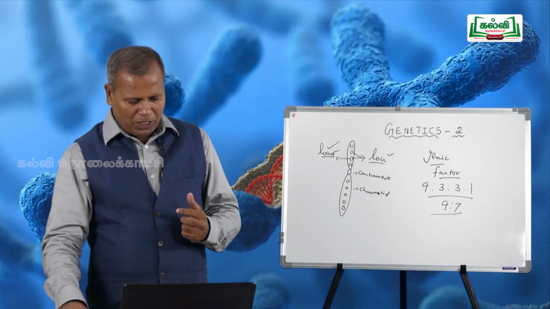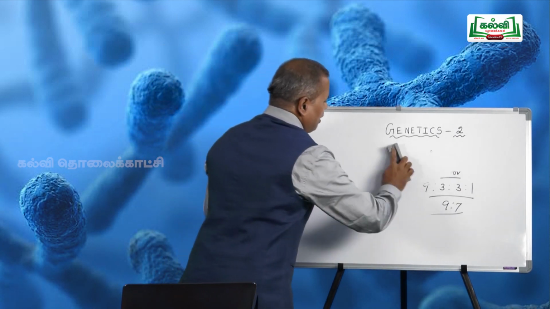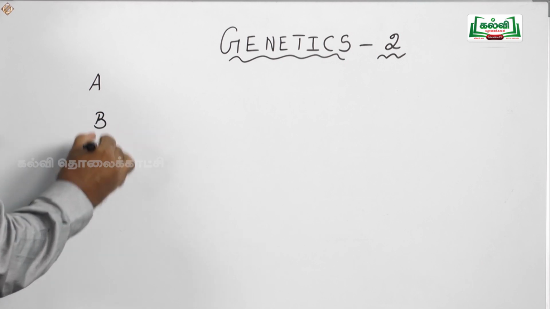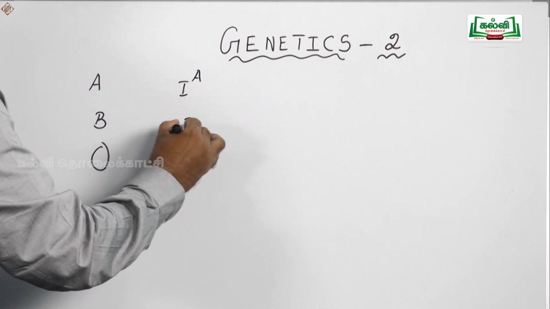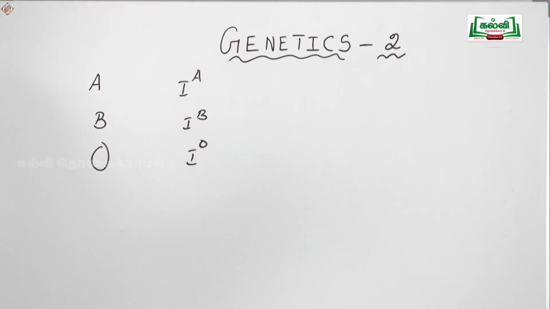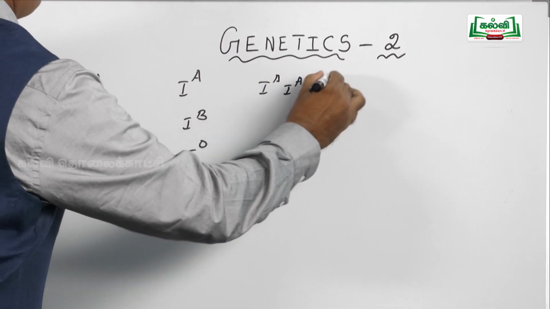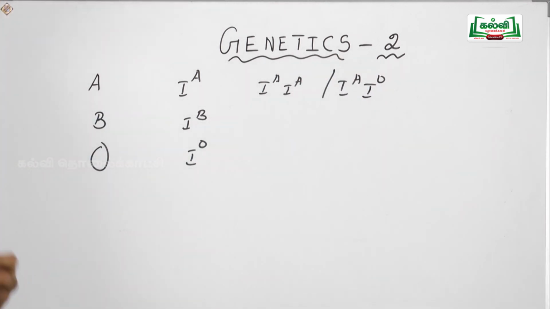Then blood group. Human blood group is a very good example for codominance. This blood group was first reported by K. Landsteiner. The genes controlling the blood group are capital A, capital B and O. Scientifically, we call them IA gene, IB gene and IO gene, and they control the blood group. The genotype of blood group A is either IA IA or IA IO. A and B are the dominant genes and O is the recessive gene.